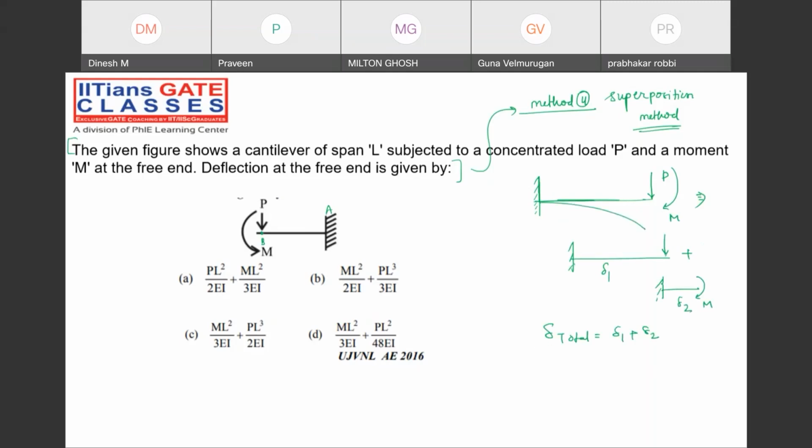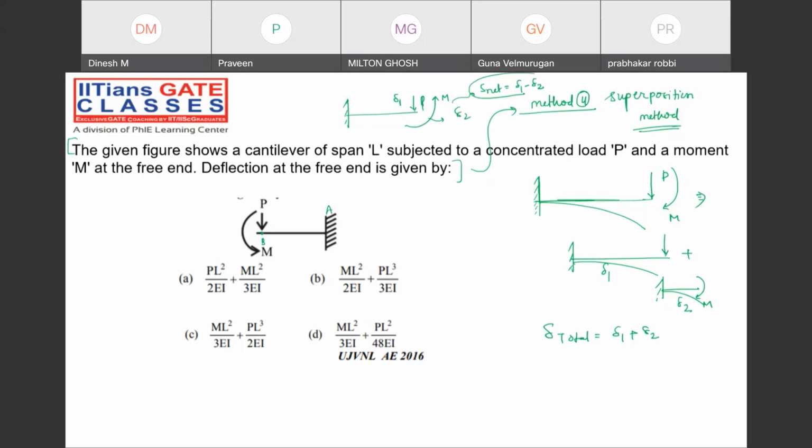When you just load it, in all cases the deflection will be downwards. Suppose the loading condition is given something like this. In this case, because of this P there is a downward deflection, and because of this moment there is an upward deflection. In this case, the net deflection will be delta 1 minus delta 2. Are you understanding this method? All of you are understanding my point?